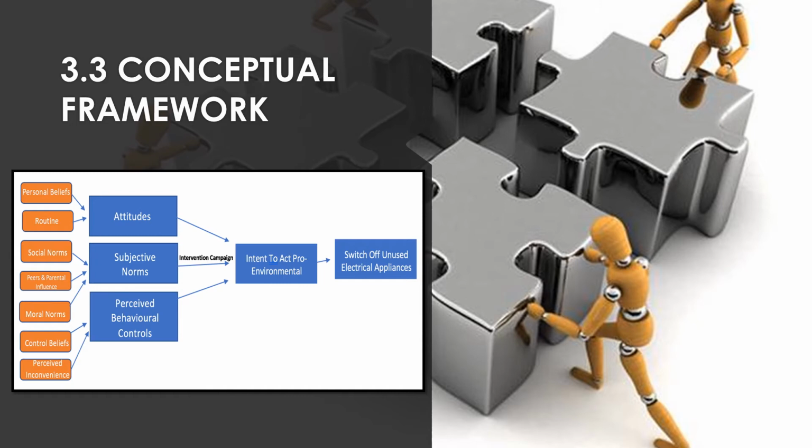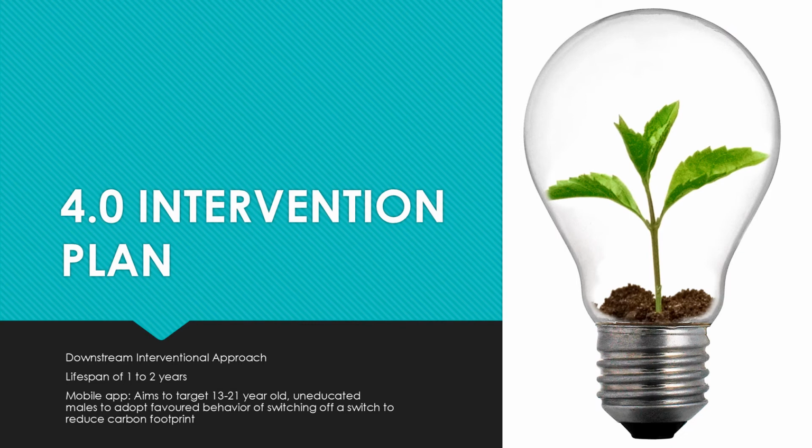The model portrays the impact that social and moral norms, as well as peers and parental influences, have on the behaviour outcome. And, through their significance, the downstream intervention campaign strategy has been implemented. The intervention plan can be defined as an activity campaign which incorporates a downstream interventional approach. The interventional campaign has a lifespan of 1 to 2 years.